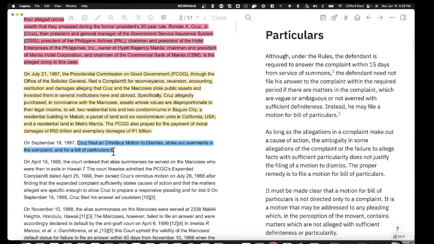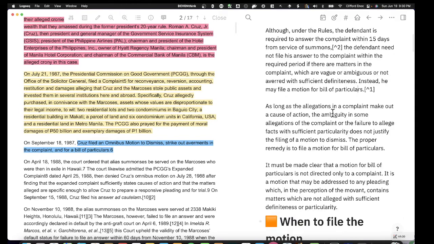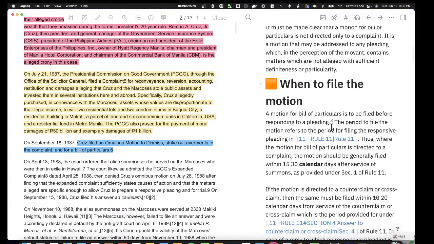Yan. So, nangyari dito, Cruz filed a motion to strike out the averments in the complaint and for a bill of particulars. So, ginawa niya is, no? Strike out ang averments and for a bill of particulars. So, kasama ang bill of particulars.